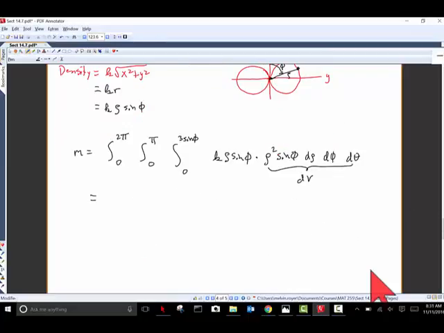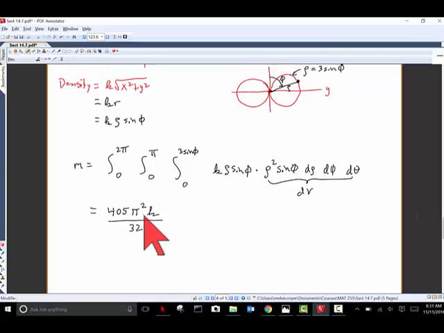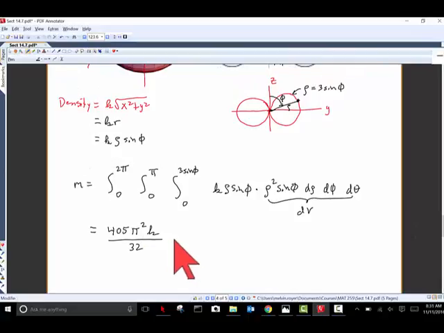So this integral actually could be calculated by hand. There's no need to do that. Maple will tell us this is 405 pi squared k over 32. So all that to find out how much your donut weighs, and then you could find out how many calories it has, and probably shouldn't be eating it anyway.